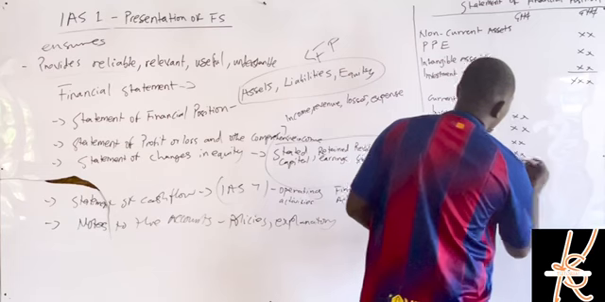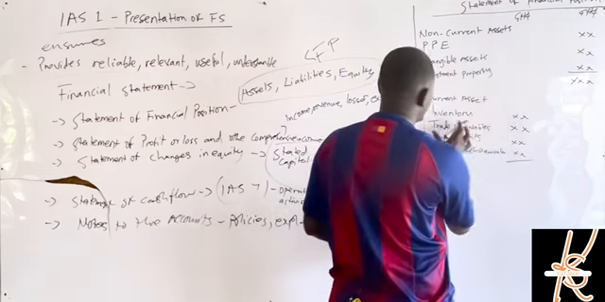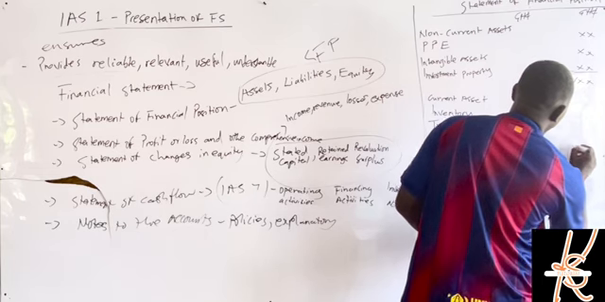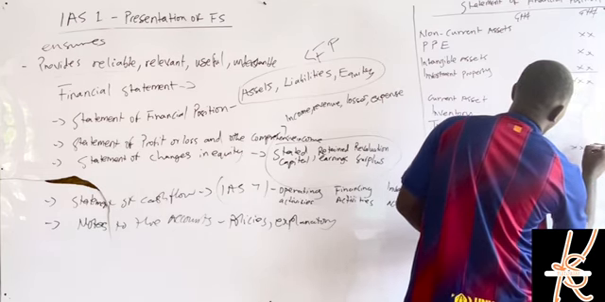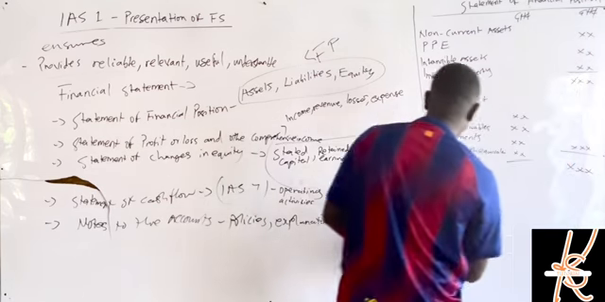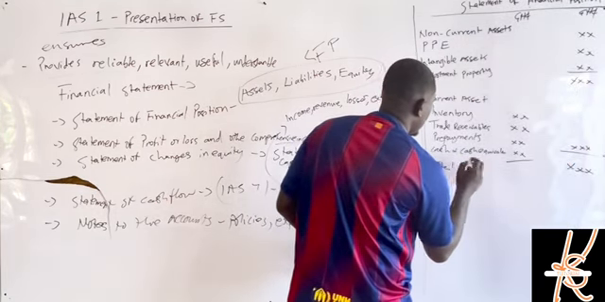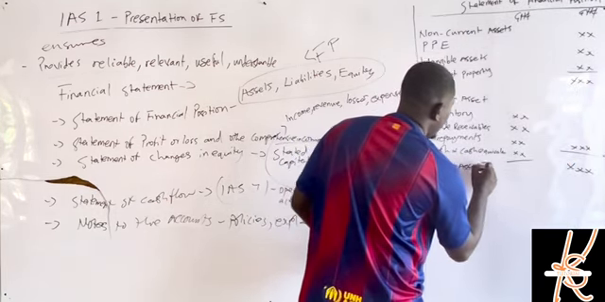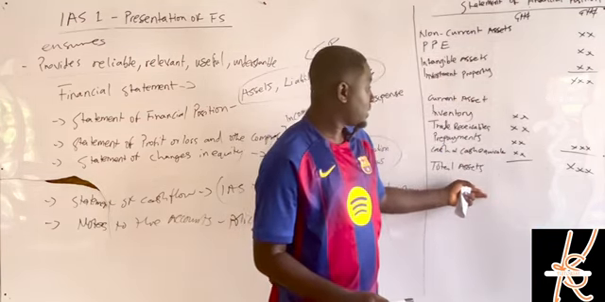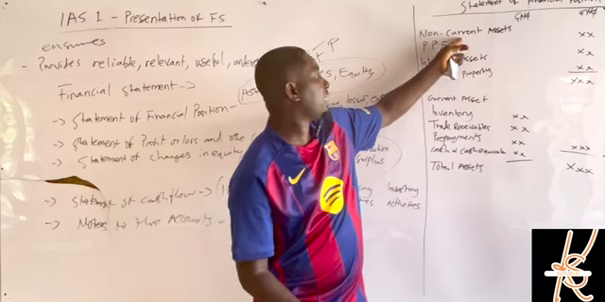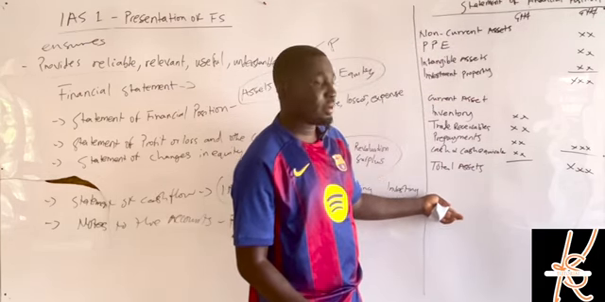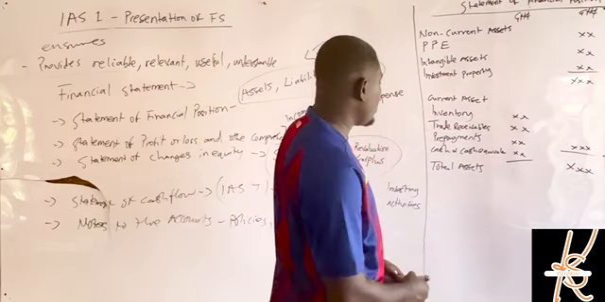So when we add inventory, trade receivable, prepayment, and then cash and cash equivalent, whatever we get, we bring it here to get our total assets. Do you see? Now we have our total assets. That is when we added our non-current assets and then our current assets, we had our total assets. Very clear, right? Okay. Now let's move on to the next one.